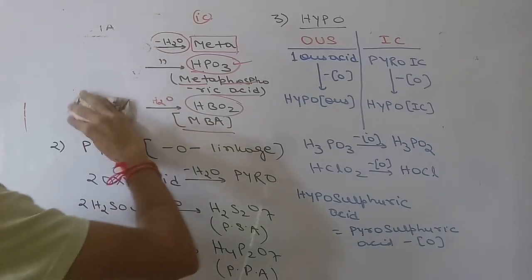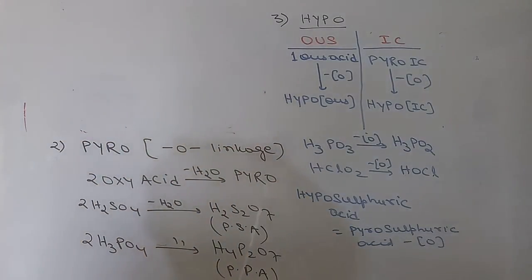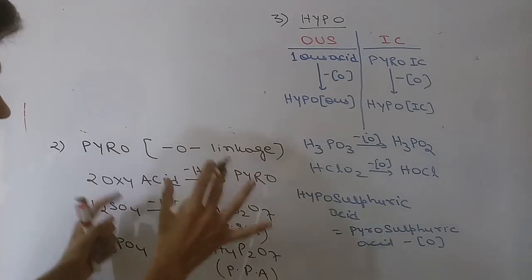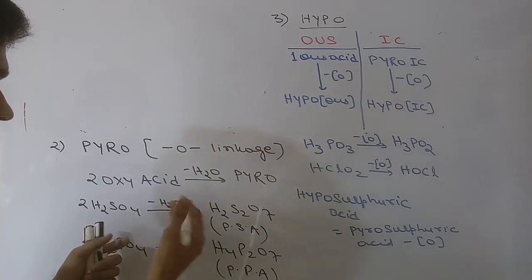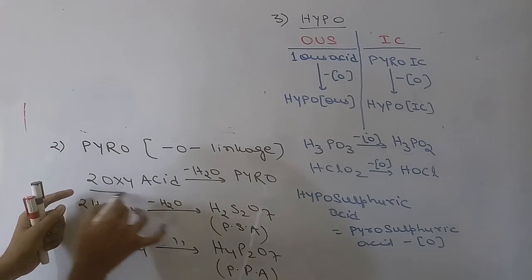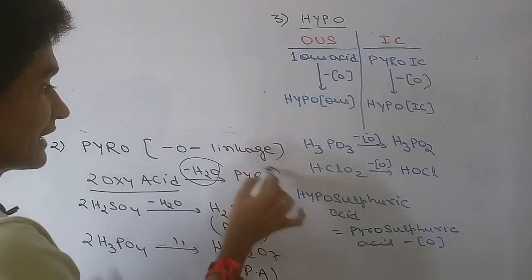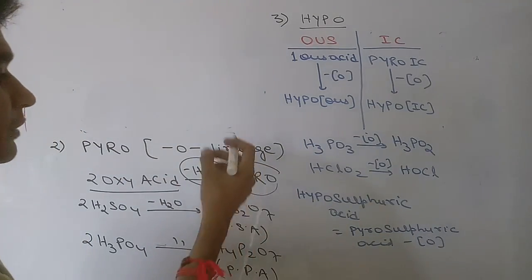Now moving to the next prefix, that is pyro. Pyro means oxygen linkage. See here how it is formed. You have to take 2 oxy acid molecules, then subtract 1 molecule of H2O, and for the remaining molecule you use the word pyro.